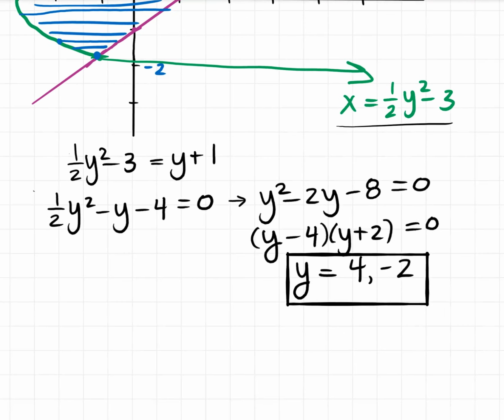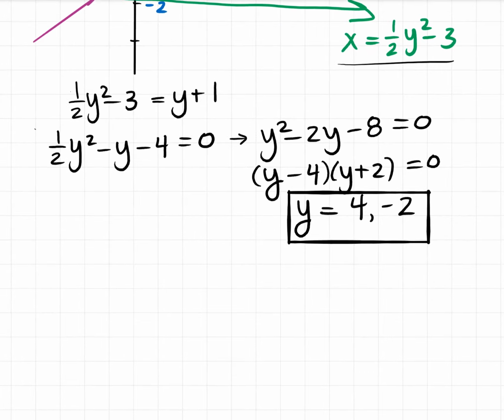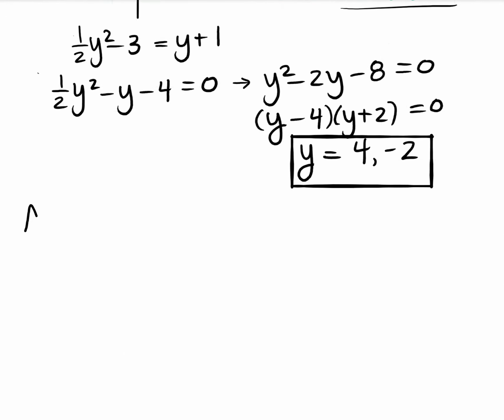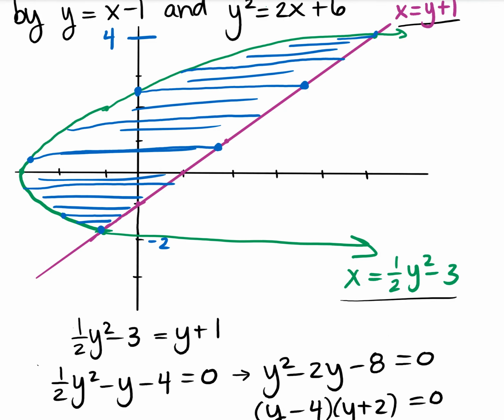All right, so sure enough, they met at the -2 and the 4, and the algebra verifies that for me. So now I'm ready to go. I'm going to integrate from -2 to 4. And now let's figure out which function's going to be bigger than the other. Notice we plug in y values and it spits out x values. Don't overthink this too much.